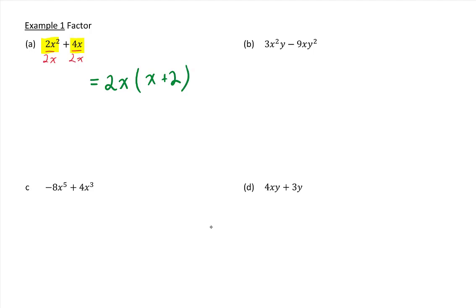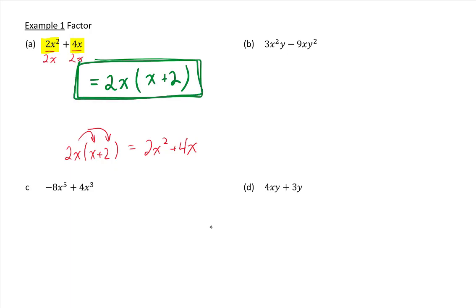We can always go back and check our work. So we have 2x times x plus 2. If I expand this expression, that's 2x squared plus 4x, which is what we started with. So here is the factored form for our expression. Let's take a look at the next one.